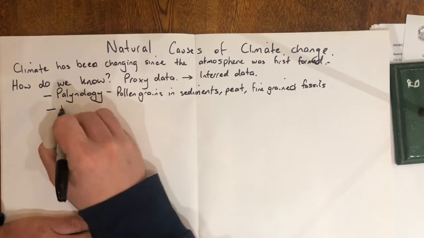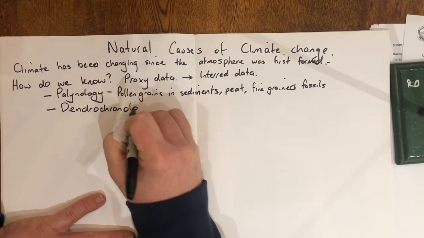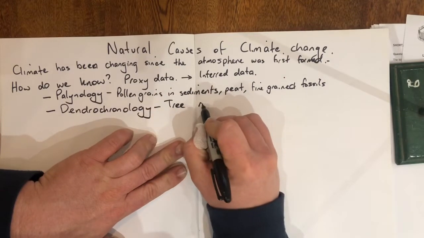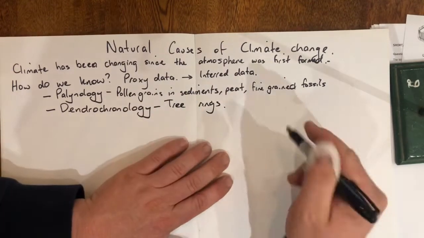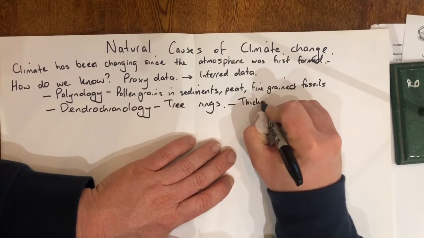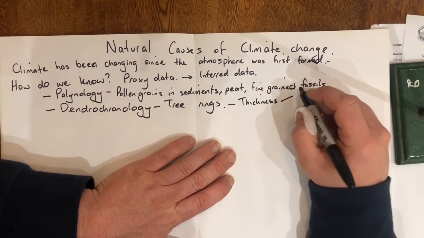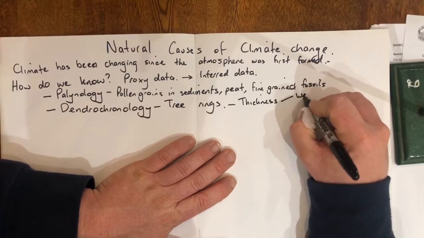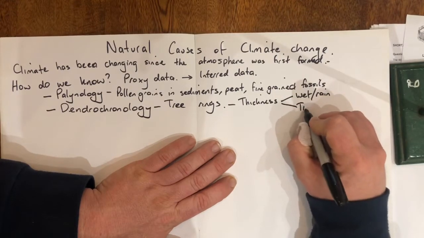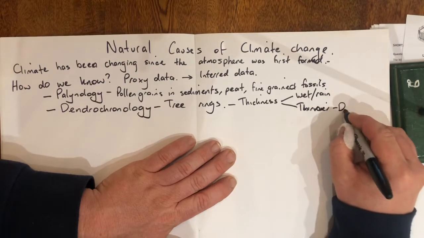Another form, dendrochronology. And this is the study of tree rings. Now, obviously, in one of our other lessons, we've talked about thickness of tree rings. If it's quite thick, then clearly it's been an abundant year or a wet year. If it's thinner, then it's obviously drier.